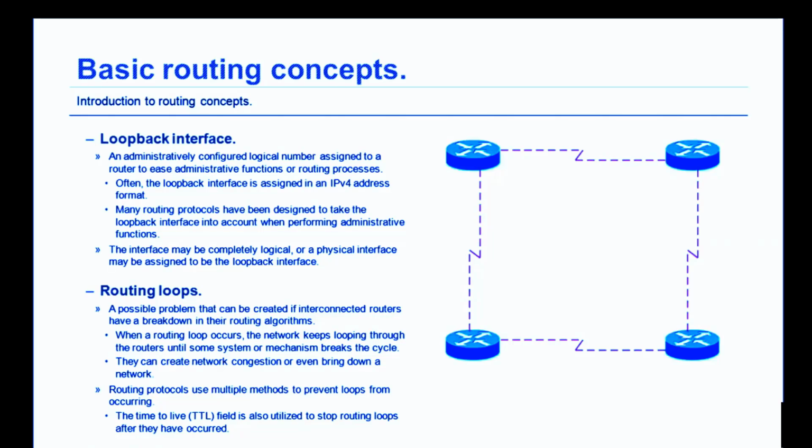Routing protocols use multiple methods to prevent routing loops from occurring. One of the main methods that they use is what's called the time to live field, or the TTL field. The TTL field keeps track of how long that packet has been in existence and how far it has traveled, and after a specified amount of time or distance, it will inform the next router to drop it. This helps to prevent routing loops.